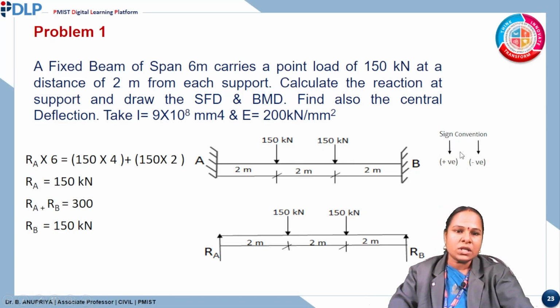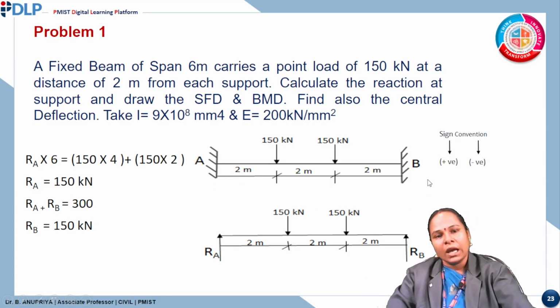So I am assuming the sign convention as downward direction positive and upward direction negative. Then, for a fixed beam, two reactions will be there. One is the support reaction, and the other is the moment that will be acting. So for a fixed condition, two reactions will be there.